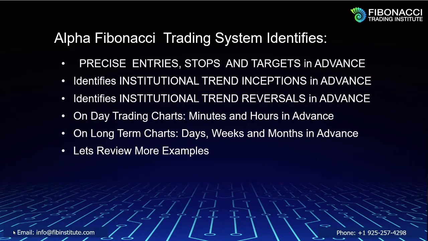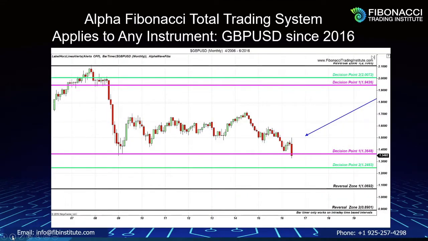Alpha Fibonacci Trading System identifies precise entry, stops, and targets in advance, from institutional trend inception to institutional trend reversals in advance: on day trading charts, minutes and hours in advance, on long-term charts, days, weeks, and months in advance. Here are more examples. Pound.